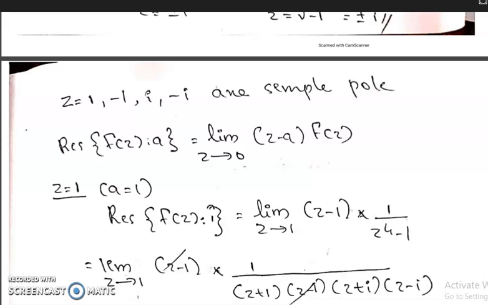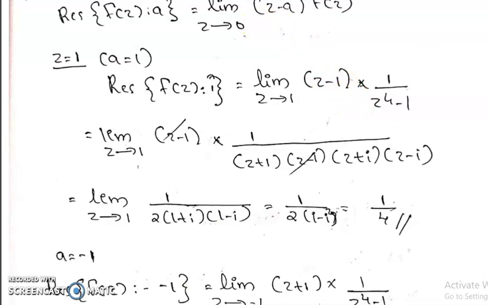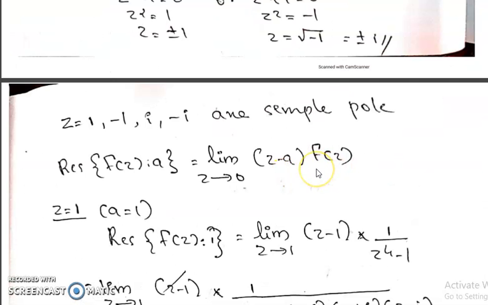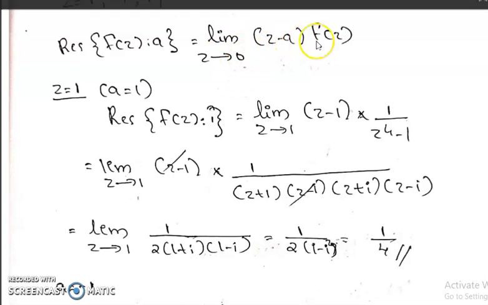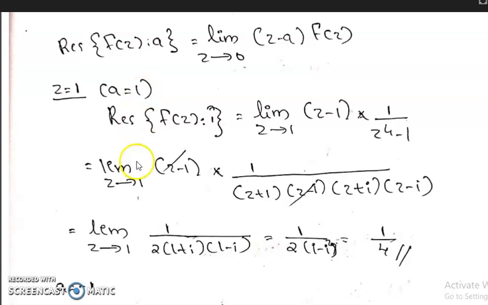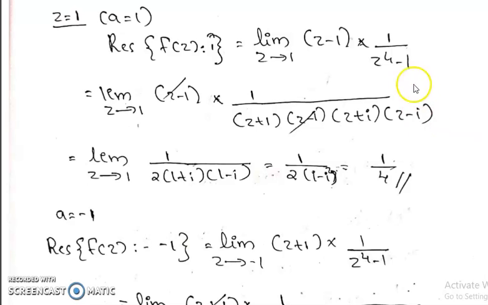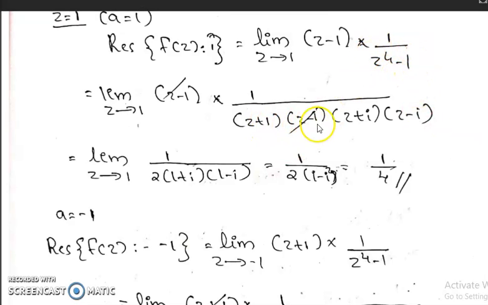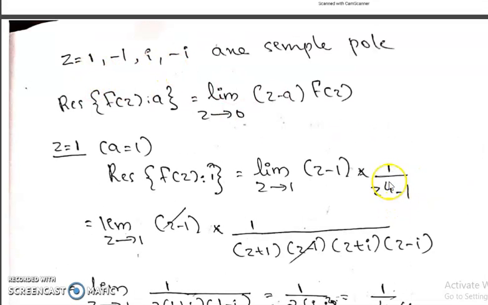For a simple pole, use the formula: limit z tending to a, z minus a into f of z. You follow that, where a is 1, then a is minus 1, then a is i, minus i. Also, this z power 4 can be split into 4 terms. Please remember this so that you can cancel the term. z power 4 means how many roots here? We have 4 roots, 4 roots for z power 4 minus 1.